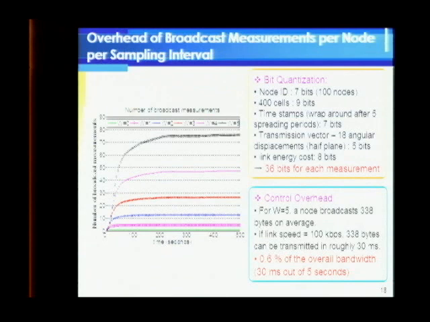Now, if the link speed that you're using is 100 kilobits per second, and Crossbow modems are using 250 kilobits per second, so this is a reasonable link speed for terrestrial sensor modems, then this much overhead can be transmitted in 30 milliseconds. So how large is this? Well, it's 30 milliseconds out of 5 seconds per iteration. So it's actually consuming 0.6% of the overall bandwidth. So with this kind of modems, it's a very small percentage of the bandwidth to send this kind of QoS information.